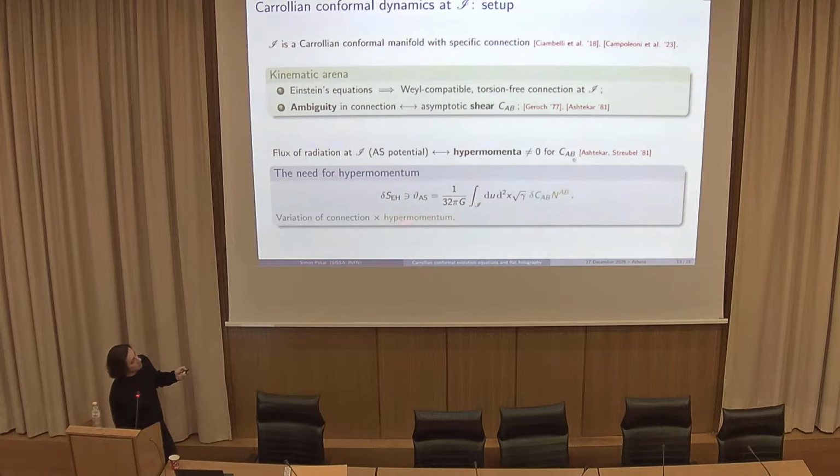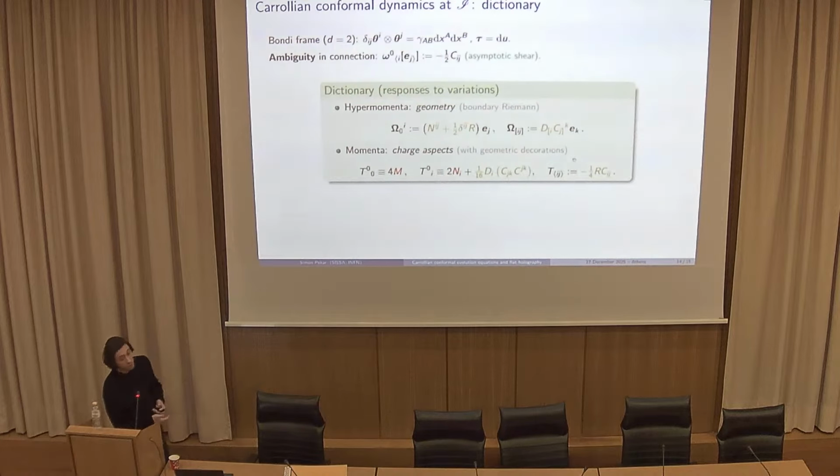Because if you do, again, covariant phase space analysis of Einstein-Hilbert, there is going to be a term known as the Ashtekar-Streubel potential that describes how much flux of radiation is going through null infinity. And this term takes the form variation of the shear times its time derivative. And we have to understand this as variation of the connection times its response, which is the hypermomentum.